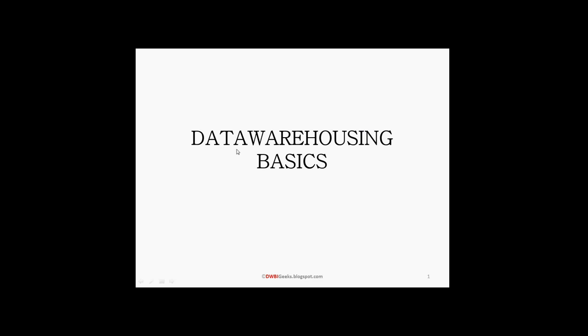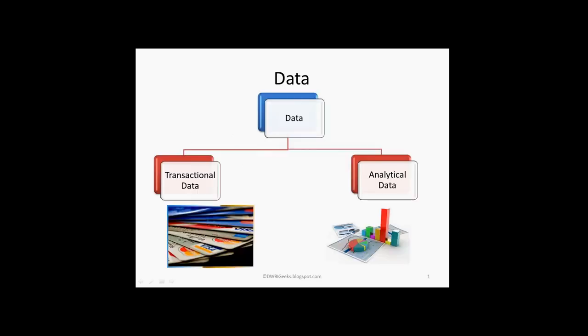Let's start with the first word, that is data. Any meaningful information is called data. But in terms of data warehousing perspective, or in terms of these business perspectives, data is divided into two types. That is transactional data, and the other data is analytical data.